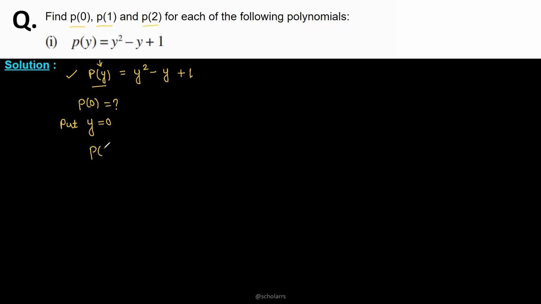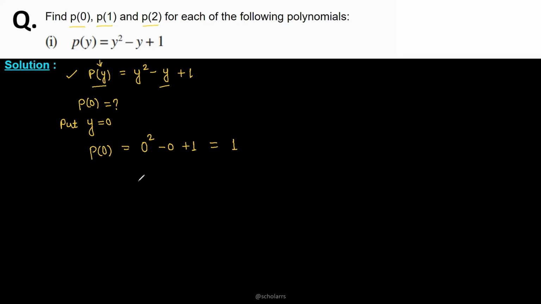सो P0 इज इक्वल टू, y के प्लेस पर हमें 0 राइट करना है, सो 0 स्क्वायर माइनस y मीन्स माइनस 0 प्लस 1. ओके, इट मीन्स 0 square is 0, 0 minus 0 will give you 0 plus 1, right? So यहाँ से हमें P0 की वैल्यू मिल जाएगी, P0 is 1, right? It means the value of polynomial P(y) at y is equal to 0 is 1, right? ये इसका मीनिंग होता है.